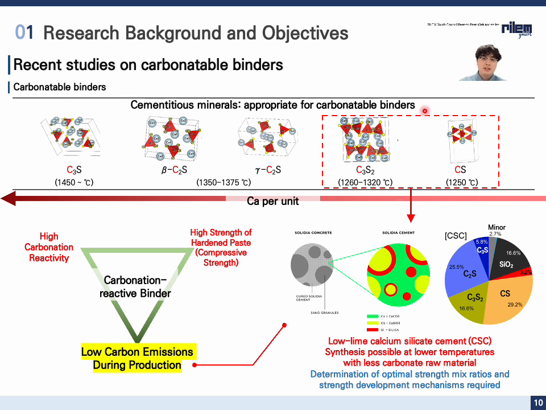And as shown in this slide, the low-lime calcium silicate cement, CSC, is considered a promising carbonatable binder due to its lower synthesis temperature compared to that of traditional OPC. The CSC consists primarily of minerals such as C3S2 (rankinite), CS (wollastonite), and also C2S. CSC also emits less CO2 due to its lower synthesis temperature, but its reactivity is lower compared to OPC. The lower reactivity of CSC necessitates further research on how to optimally blend CSC with OPC to achieve desirable strength performance.